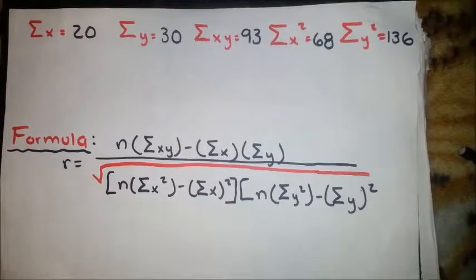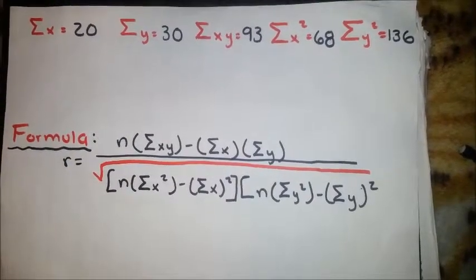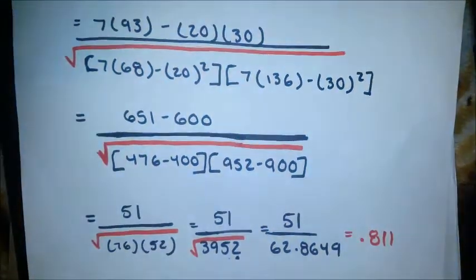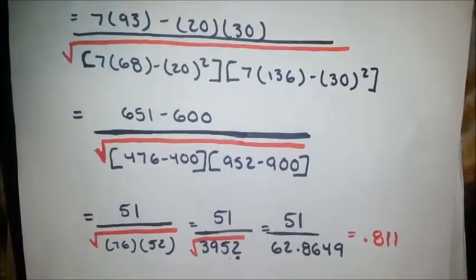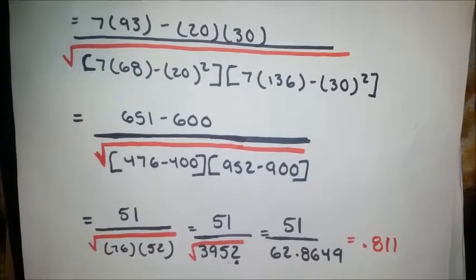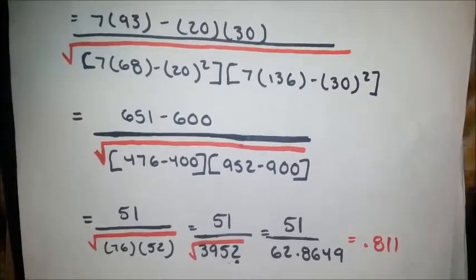The formula below will be used to find the correlation of R. Here you can see the following step is going to be to fill in the formula with the corresponding data in order to get R, which in this case is going to be 0.811.